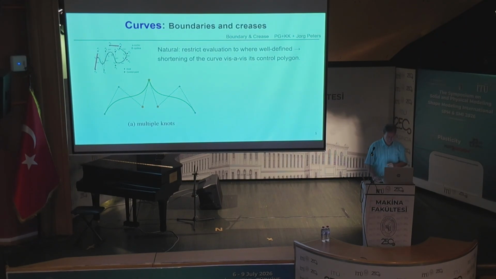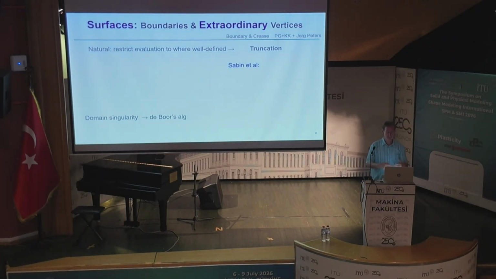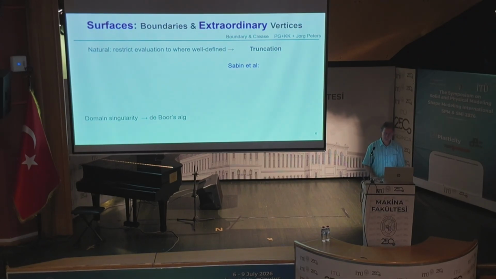Now, in the curve case, we can either work in the domain, and we have singularities in the domain which are called multiple knots, and we have de Boor's algorithm to take care of these singularities. Or we can go into the range and have multiple control points. This is taken care of mathematically by L'Hopital's rule. So now going to surfaces with extraordinary vertices, we have again input from Malcolm Sabin and his co-workers, and there's the truncation, which we already defined.